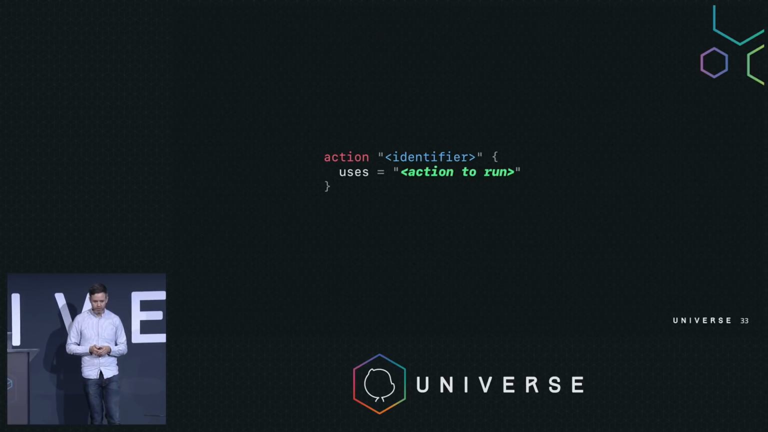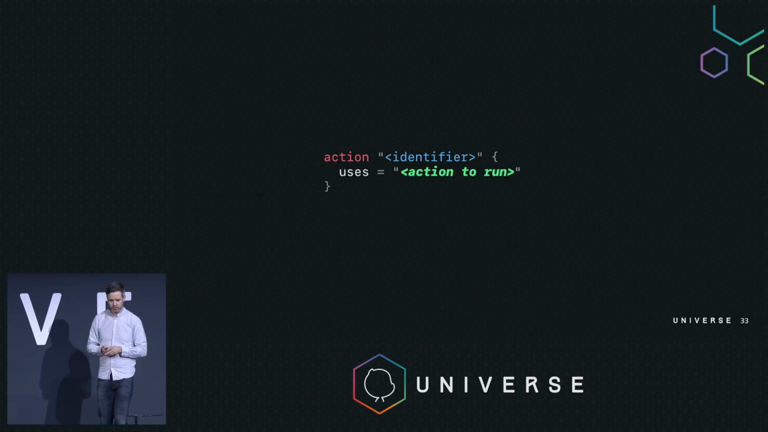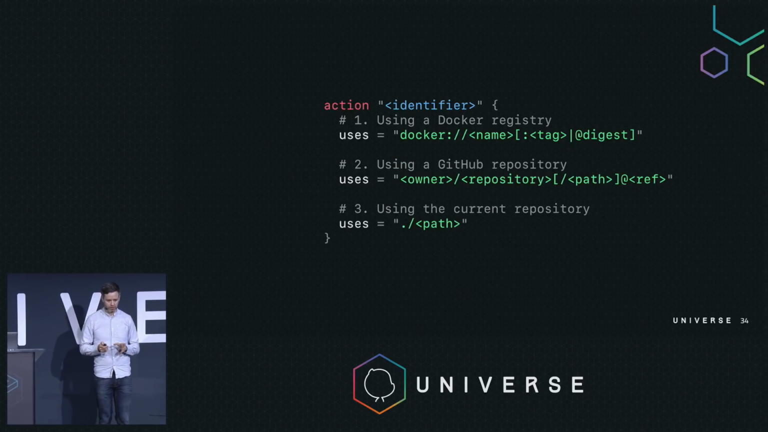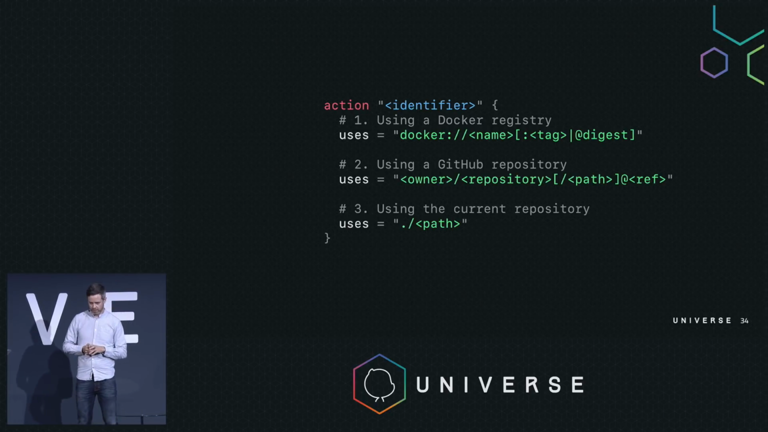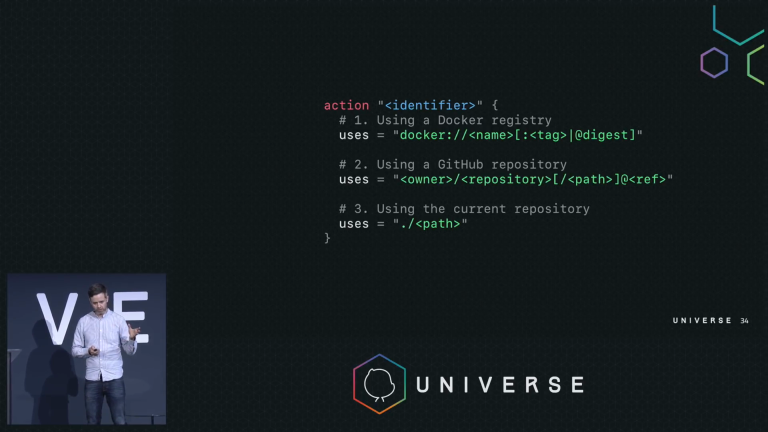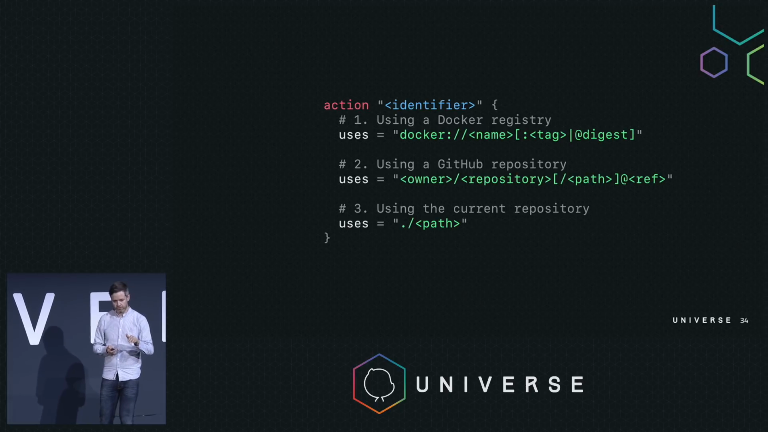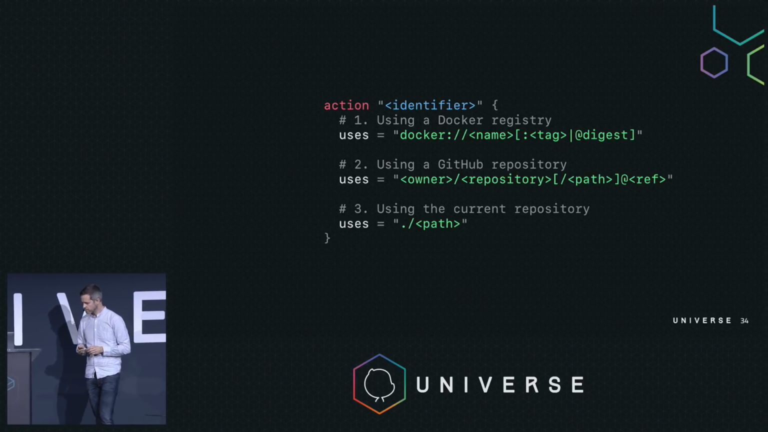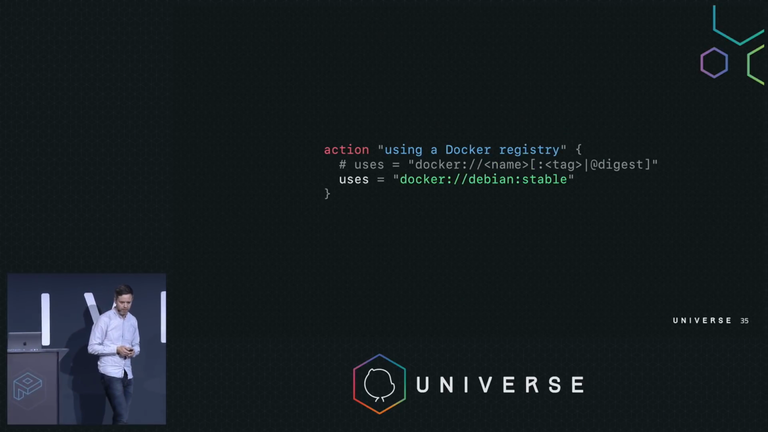So now we're going to get a bit into detail. What is the thing that actually runs an action? The short answer is Docker, but it's a bit more convoluted than just that. The first thing here is that we can pull images from a Docker registry. The second one, you can point it at any repository on GitHub that's public. And the last form is anything that's in the current repository. So let's go through each one of these and talk a bit about that.